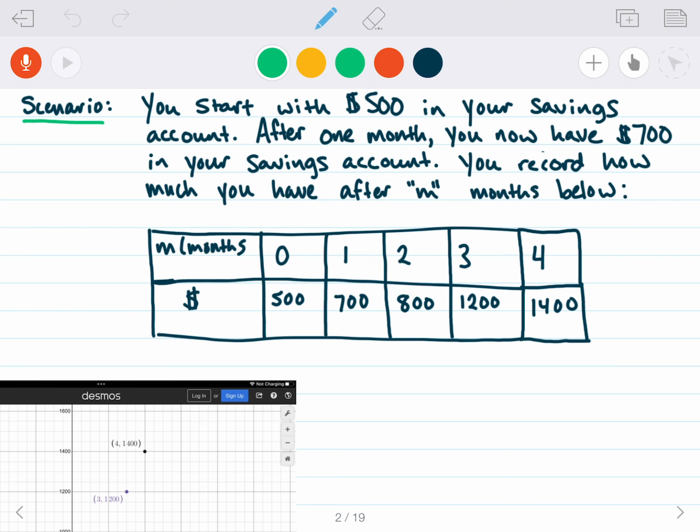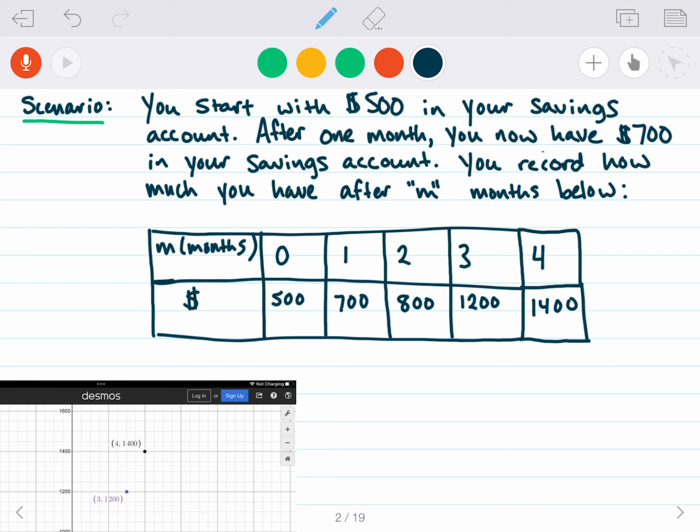All right, so here's the situation. You start with $500 in your savings account. After a month, you have $700, so you save $200 in a month. And then you start to record how much you have after M months below. So we're letting M be our independent variable here. Now, usually when we talk about independent variables, time is going to be the independent variable pretty much all of the time.